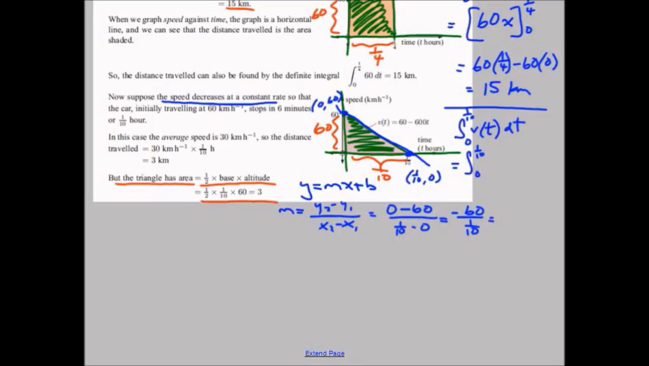So this is like multiplying by 10. So negative 600, that's the slope. So y equals negative 600x plus b. Plug in one of these points. I'll choose this one, (0, 60).